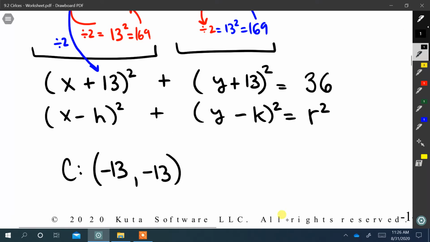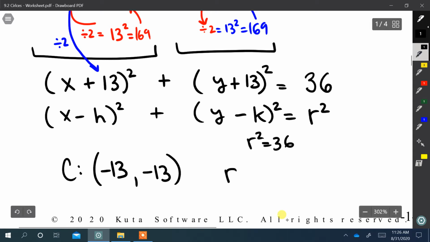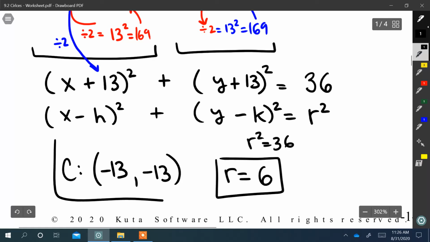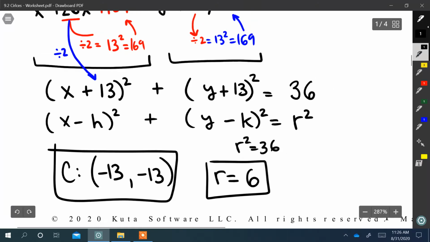And then the radius, what will be the radius here? Well, 6 squared is 36. It's kind of like this: r squared is equal to 36. That means that the radius will have to be 6. So there is my center, and there is my radius.